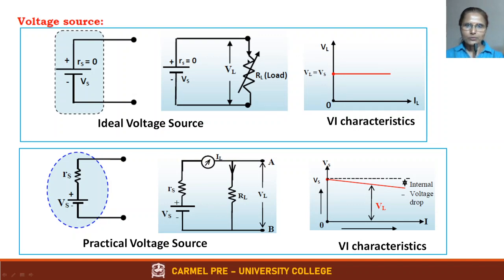So when you plot voltage versus the current, then it looks like this. No matter how the load is going to be, it will give you constant voltage. This is ideally speaking. It is not like this practically. Okay, so what does this load mean?